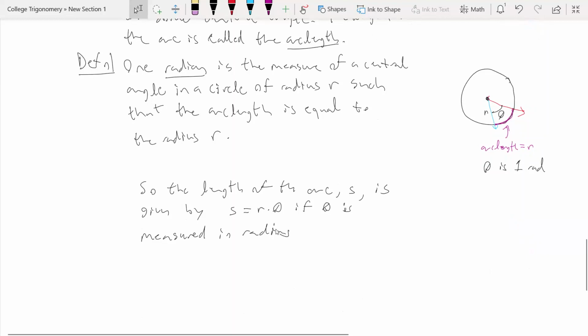Right? So if theta is measured in radians, then we have that, right? Okay, so I'll write that as a little note over here. Any questions on that? All right. Any questions on that at all? Okay, so good. Now that we have that, let's do the following.